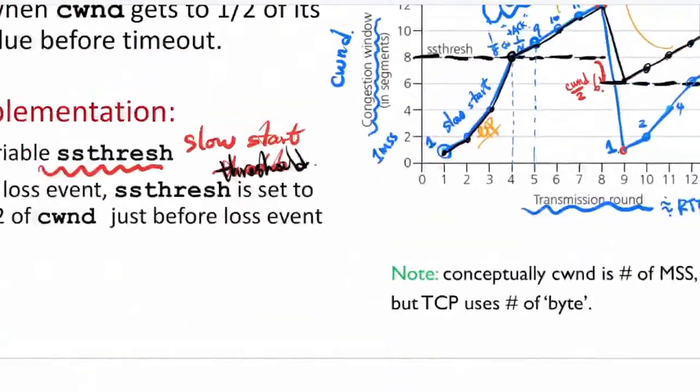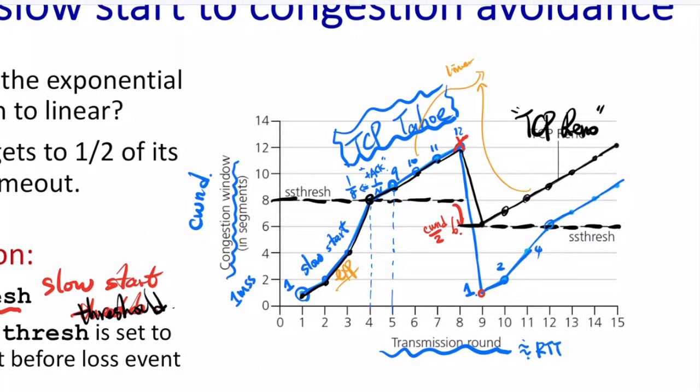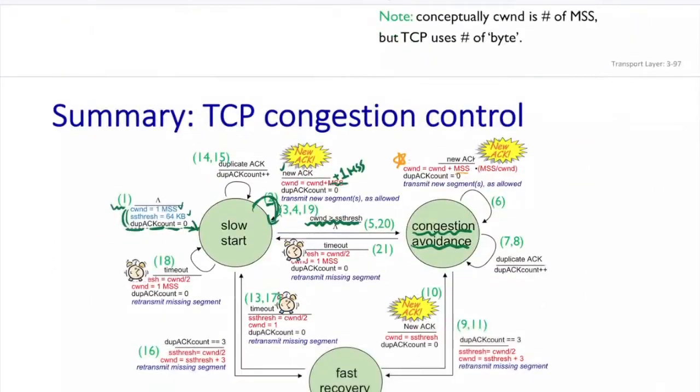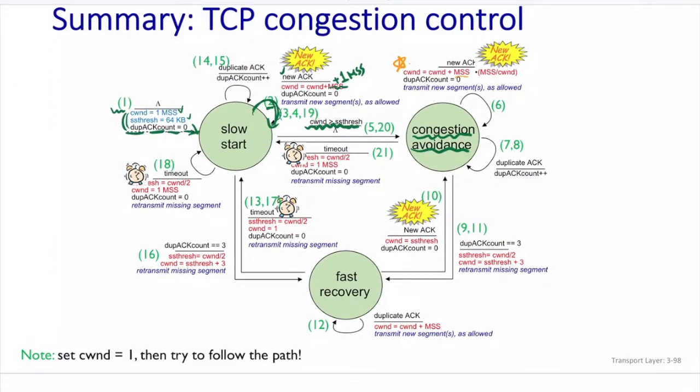So right now you know that is called congestion avoidance. The linear part right here actually has a name: it's called congestion avoidance, and the exponential part is called slow start. So after that, when your congestion window size is larger than the slow start threshold, then you go to the congestion avoidance state. Okay, so number 6.